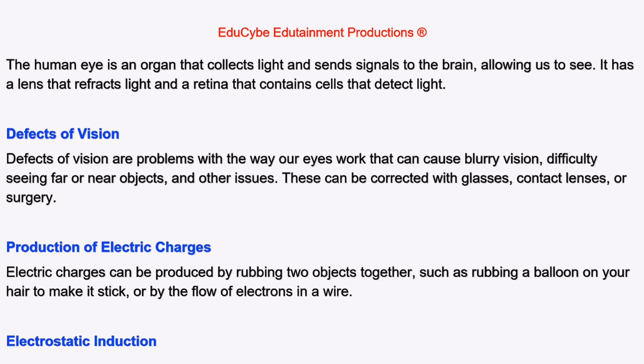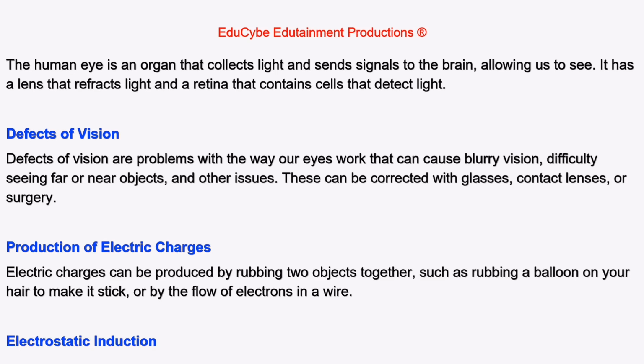The human eye. The human eye is an organ that collects light and sends signals to the brain, allowing us to see. It has a lens that refracts light and a retina that contains cells that detect light. Defects of vision. Defects of vision are problems with the way our eyes work that can cause blurry vision, difficulty seeing far or near objects, and other issues. These can be corrected with glasses, contact lenses, or surgery.